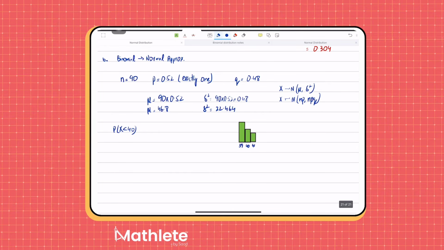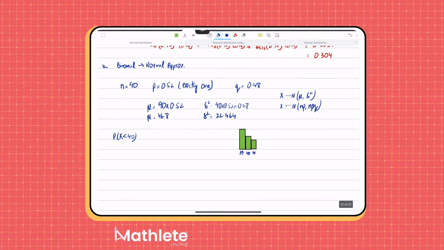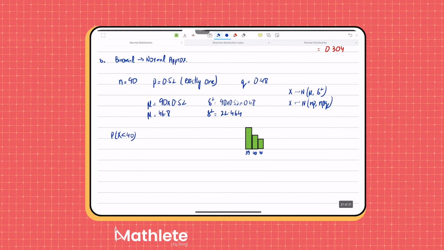Doesn't matter the order. For example, although technically this is wrong because the mean will be at 46.8, so technically these bars should have been in ascending order rather than descending order, but it makes no difference. You will see how it makes absolutely no difference. Now what we want is basically the probability of x is less than 40. That means this is the region that we want.